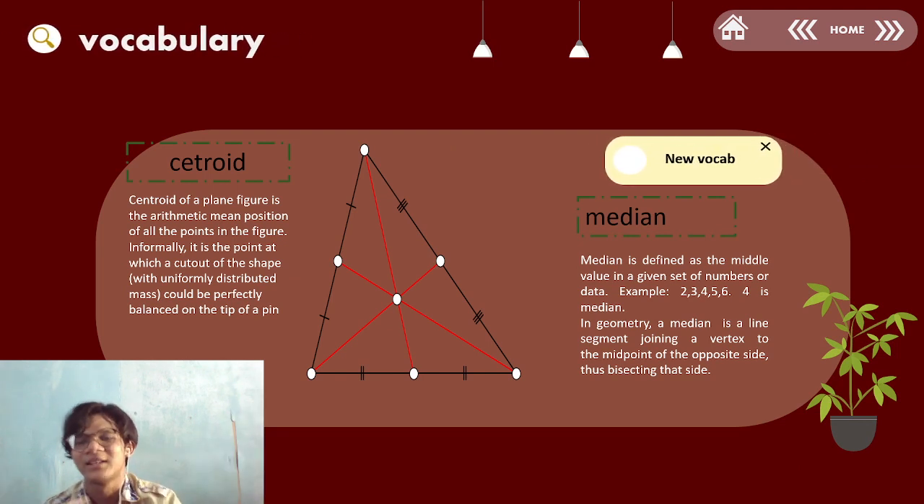Okay, and next is centroid. Centroid of a plane figure is the arithmetic mean position of all the points in the figure. Informally, it is the point at which a cutout of the shape, or with uniformly distributed mass, could be perfectly balanced on the tip of a pin. For example, the centroid of this picture is this, titik pusat.